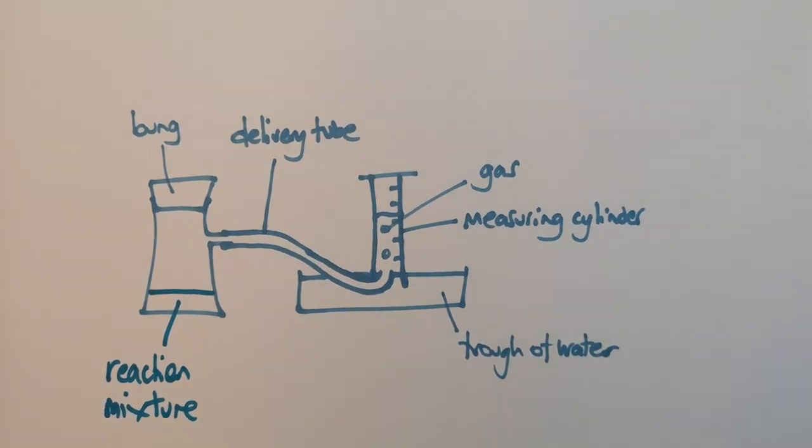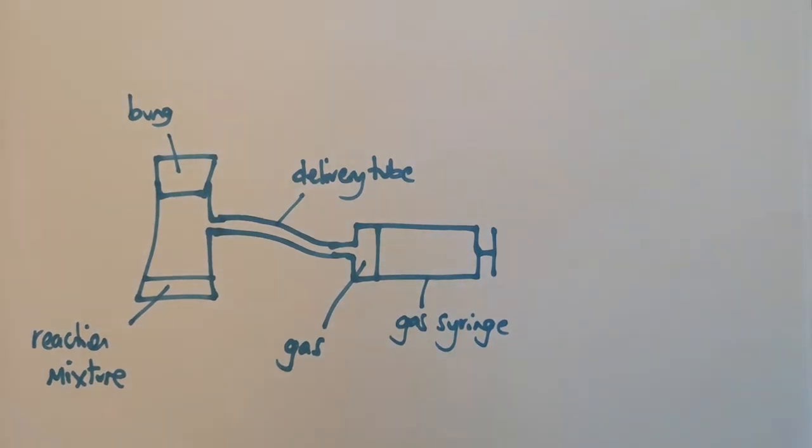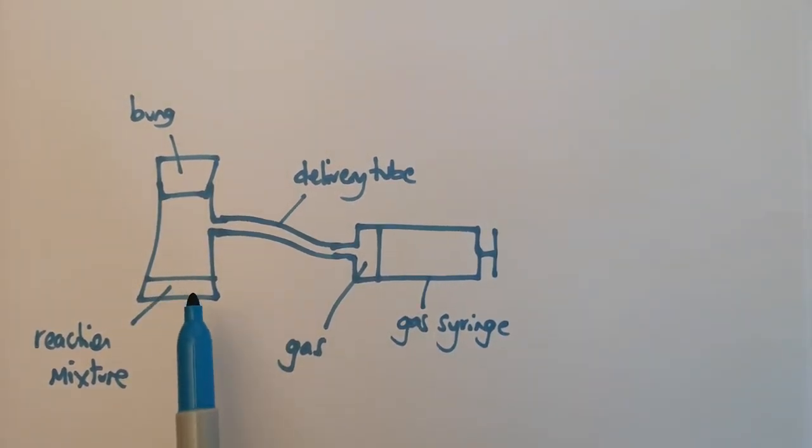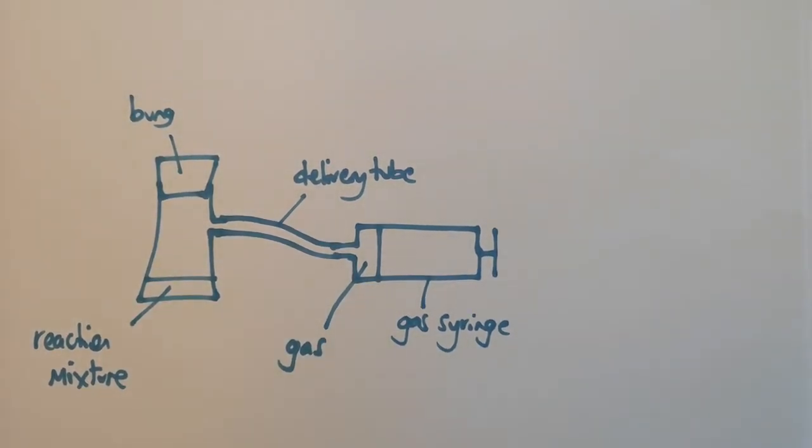A slightly less messy way of doing it, if you have the equipment, is by using what we call a gas syringe. So similar setup, reaction mixture in a sealed conical flask with a delivery arm here. The gas is then being diverted through the delivery tube into the gas syringe. As the gas enters the gas syringe, it pushes the plunger out, and there are markings on the gas syringe that allow us to then measure how much gas has been produced every, again, 10 seconds, 20 seconds, so we can graph it.